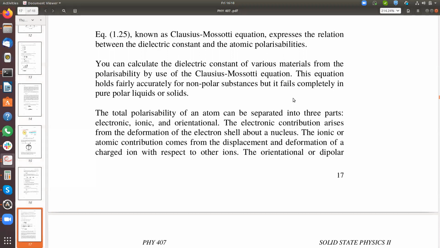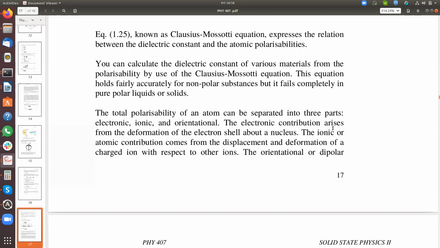So as I was saying, you can calculate the dielectric constant of various materials using the Clausius-Mossotti equation, but it only works for non-polar substances, and it fails completely for pure polar liquids and solids. So take note of this. The total polarizability of an atom can be separated into 3 parts. I said this some minutes ago: electronic, ionic, and orientational.